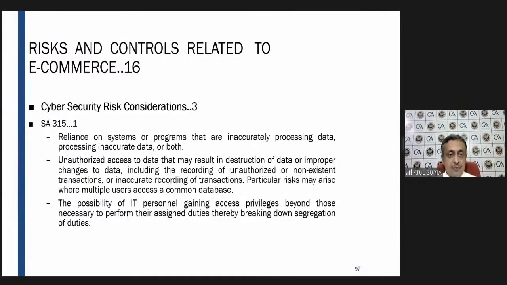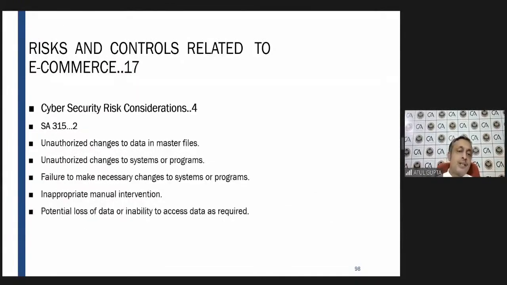What are the considerations? Reliance on systems or programs that process data inaccurately, or inaccurate data. See the risk: unauthorized access to data may result in destruction or improper changes to data. Unauthorized transactions, non-authorized transactions, non-existent transactions. The possibility of a person gaining privileged access. We have all taken this through live examples: product catalog, price catalog, the salary change I shared the day before yesterday. All these things are part of this standard. We already know the live cases for all these lines. Unauthorized changes to master file data, unauthorized changes to systems and programs.